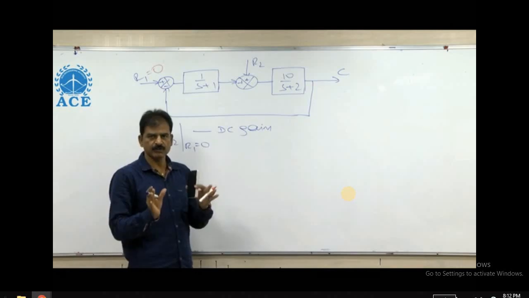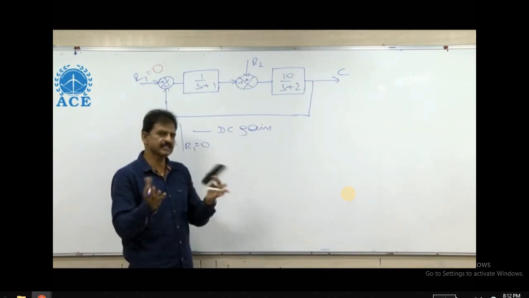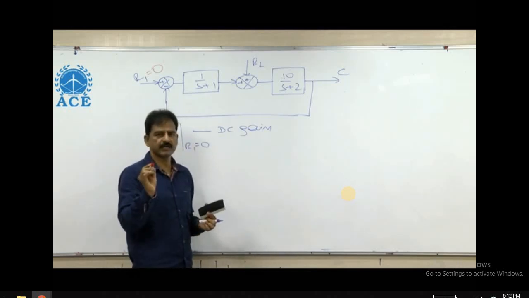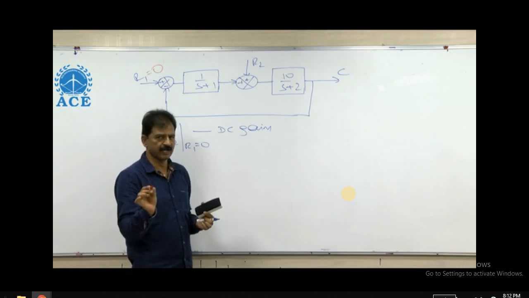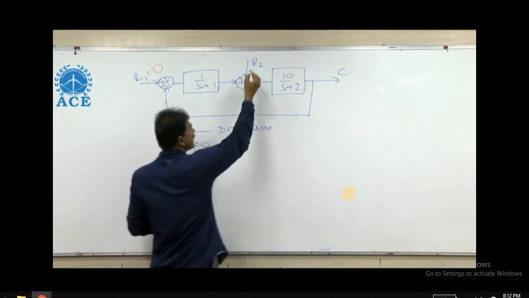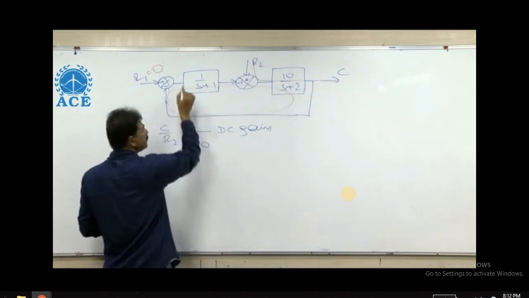DC gain means zero frequency gain. S is equal to j omega, omega is equal to 0, or S is equal to 0, directly we can substitute. Always for the given block diagram, apply Mason's gain formula. Do not use the block diagram reduction. Here, it has one forward path and this has one loop. That loop is a negative feedback.